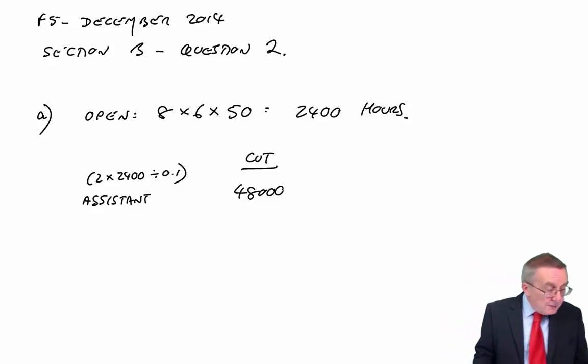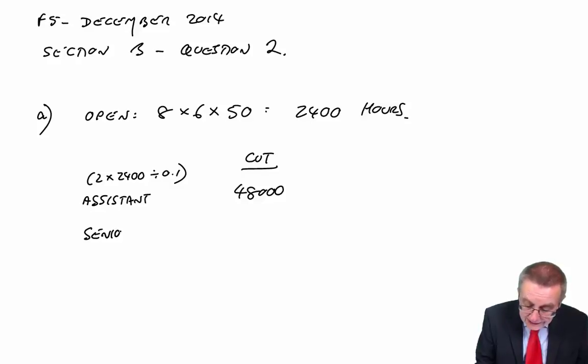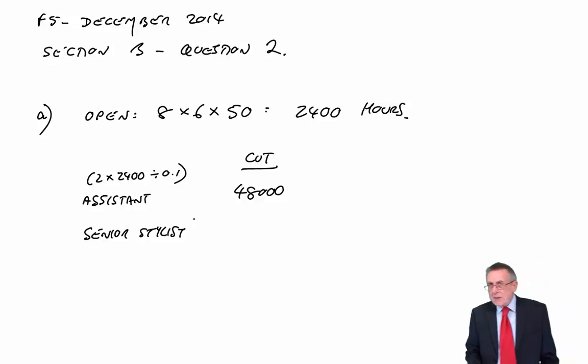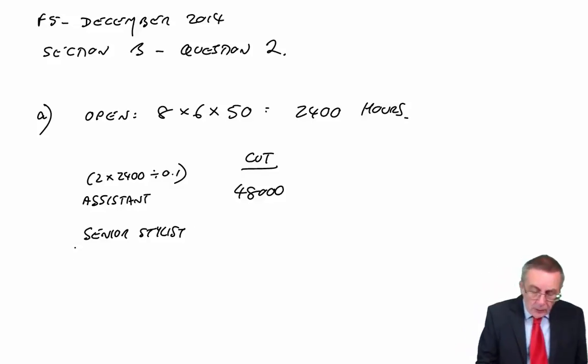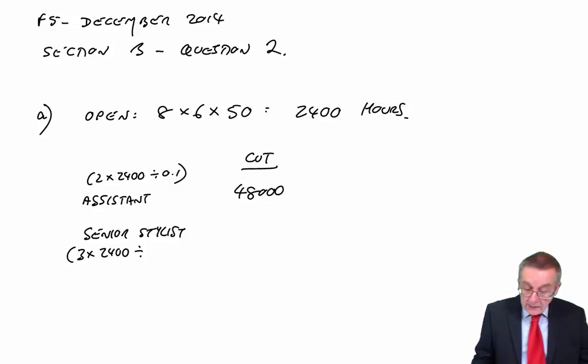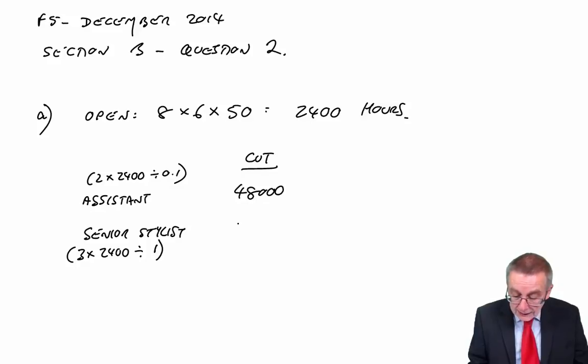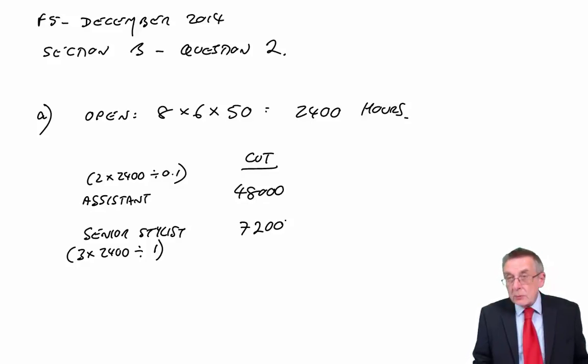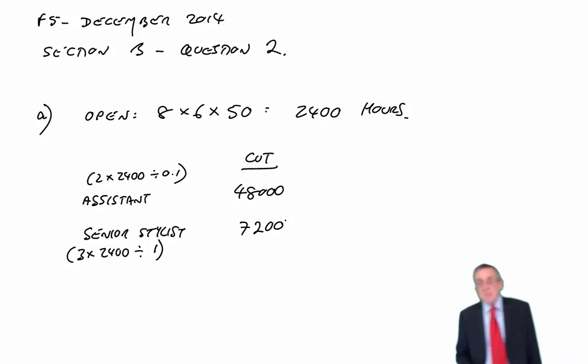But the same customers who want cuts also have to have the senior stylist. And how many customers could they deal with? Well, with 3 of them, they're each working 2,400 hours. So there's 7,200 hours available. Each customer would have to spend 1 hour. So they could only deal with 7,200 customers.